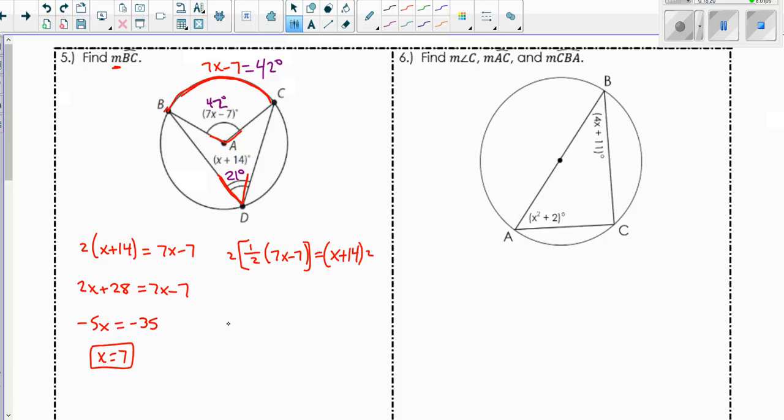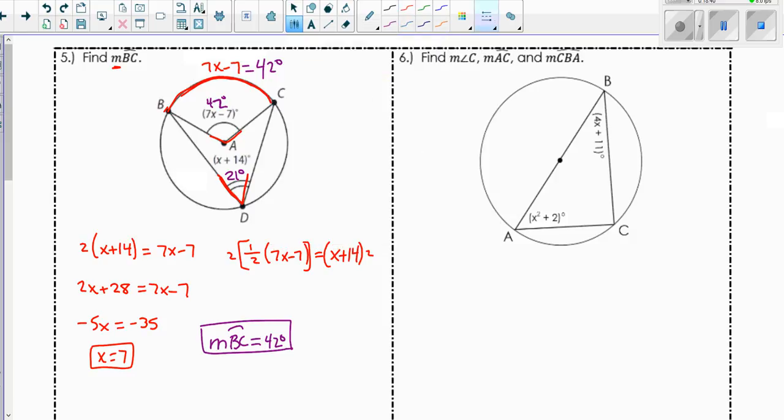So find the measure of arc BC. Measure of arc BC. We should be actually stating our answers, not just leaving them on a diagram. So measure of arc BC equals 42 degrees, and then circle, underline your answer. Okay? Well, let's try it again.